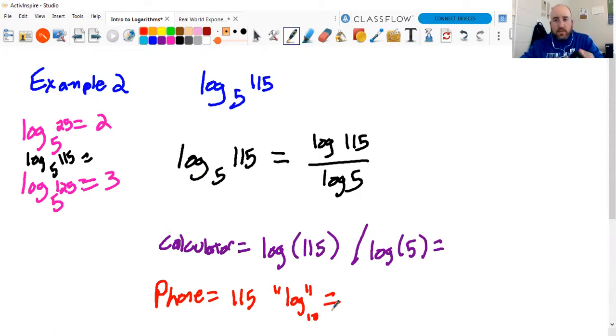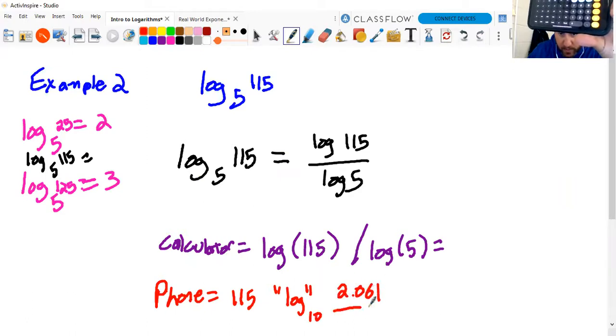115. Not gonna blow the screen up this time, but 115. Come over here next to the 4, hit log base 10. I get 2.060697. So again, we're gonna leave the whole decimal, but we're gonna round that. I put equals, I did not mean to do that. I'm sorry. Again, you don't have to hit equals. It's automatically gonna be there. So 2.061, underlining what automatically is going to pop up.